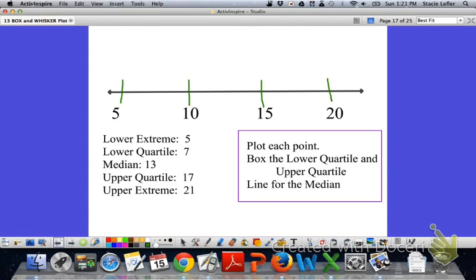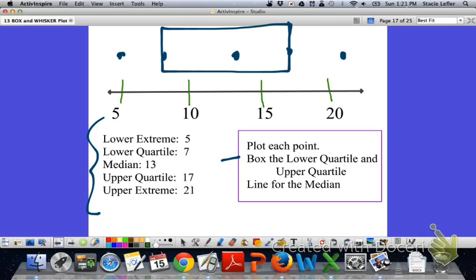The next step is to take our 5-number summary and plot them up on a number line. So your lower extreme, your upper extreme, your median, your lower quartile, that's 7, the upper quartile is 17. And then we put a box around the lower quartile and upper quartile, like so. And next we draw a line for the median, and missing down here, we need the whiskers.